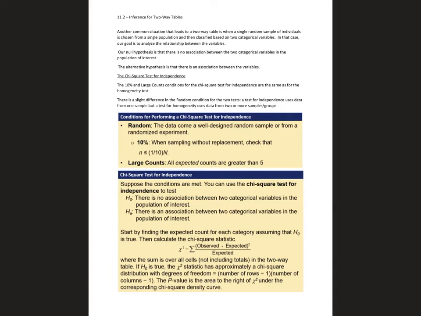You have to find the expected count for each category. So again, that's row total times column total divided by table total. And the degrees of freedom is the number of rows minus 1 times the number of columns minus 1. And the p-value will be the area to the right of chi-squared under the corresponding chi-squared density curve.